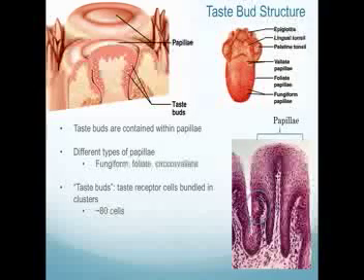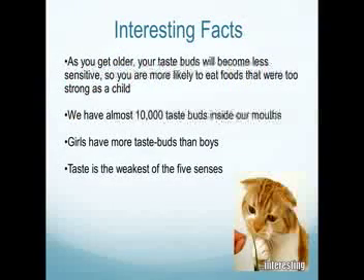In general, though, taste buds are full of these many different types of taste cells, as I've talked about, and each taste bud contains approximately 80 cells, so there are quite a few cells per taste bud. Here are some fun facts for you to think about when you look at the taste buds. As you get older, your taste buds become less sensitive, so you're more likely to eat foods that were too strong as a child. Think about some of the elderly. Some individuals really like to put salt on a lot of their food, and as they get older, they go a little more overboard because they're less sensitive.